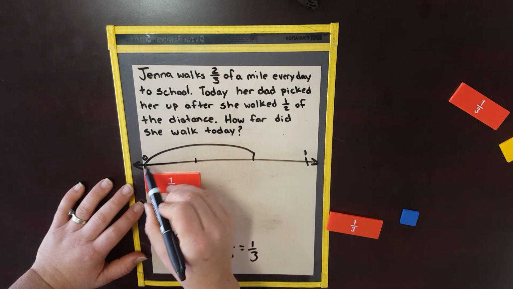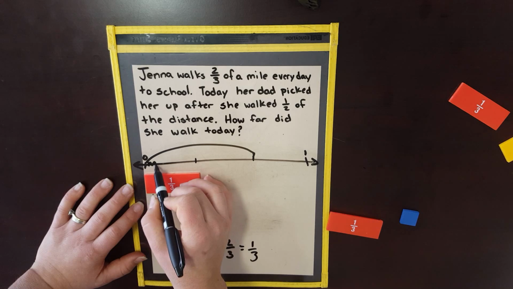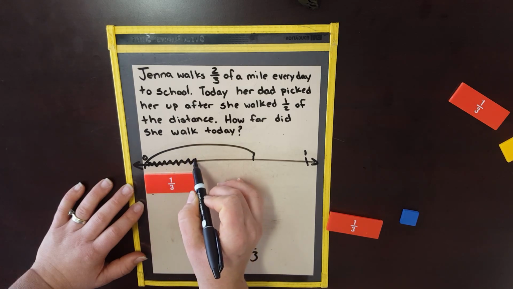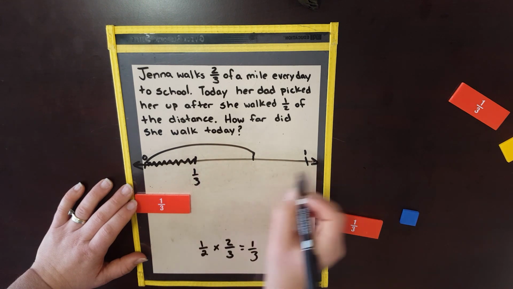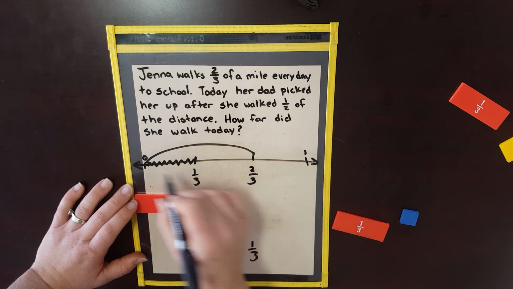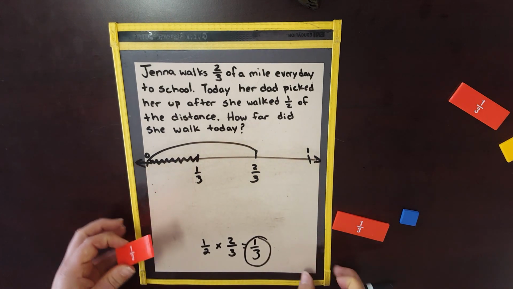On our visual here, it's already split into 2 sections. So we've only walked one of those sections, and our number line's already partitioned for us because it's broken into thirds. So we have 1/3 of a mile. So today Jenna walked 1/3 of a mile.